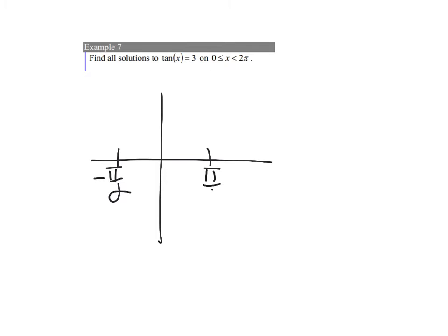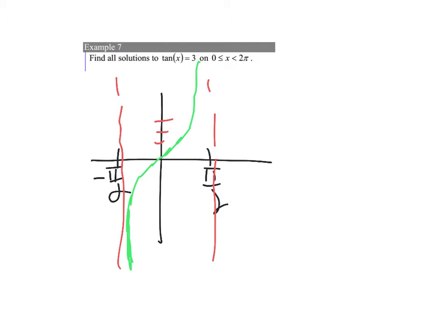So now we want to find when the tangent is equal to 3. Now let's see here. We know tangent looks like this, from -pi/2 to +pi/2, and it goes up like that. Those are vertical asymptotes, right? Because we can't have a number divided by 0 on the unit circle. That's what we did with 6.2. So this graph looks something like this, and we want to know when that is equal to 3.